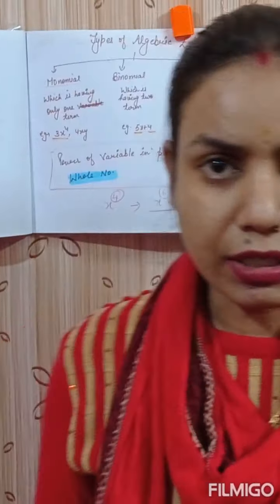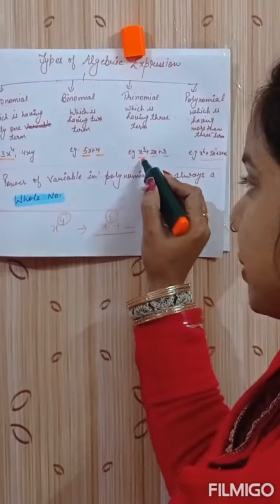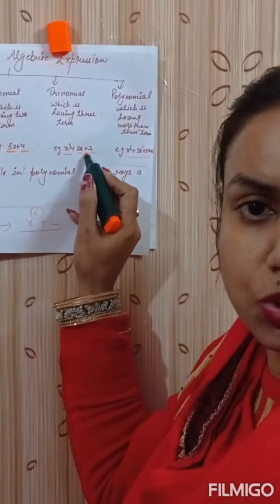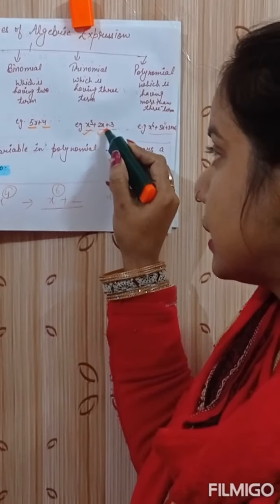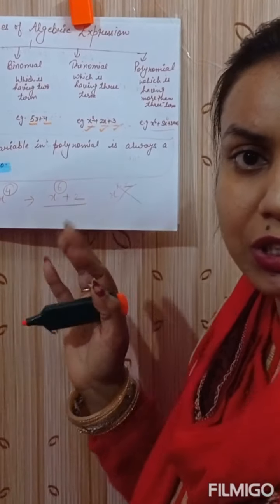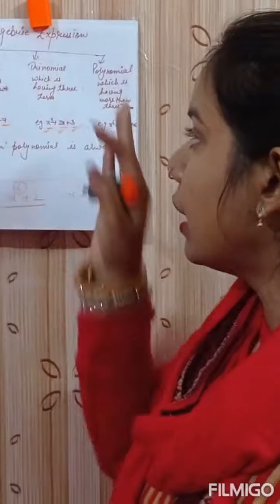Similarly, a trinomial contains three terms, and this can be explained by this: x cube plus 2x plus 3. Here this is the first term, this is the second term, this is the third term. So these three terms are combined. This is called a trinomial.